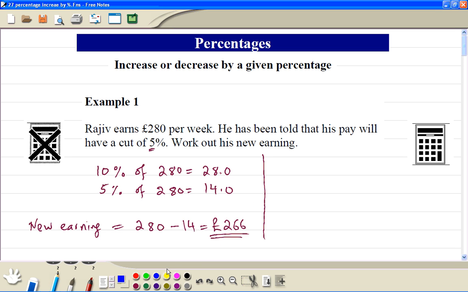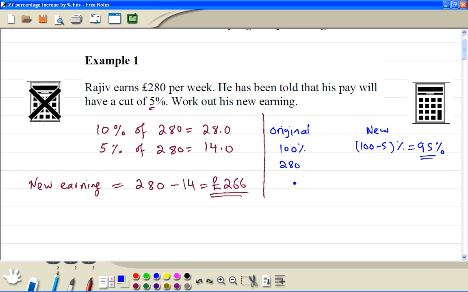If you're using a calculator, then the original amount, that's 100%, which is 280. Then the new amount, because it's a reduction of 5%, is 100 minus 5%, which is 95%. So the 95% is the factor.